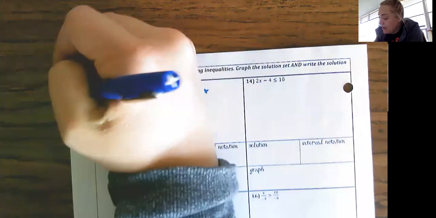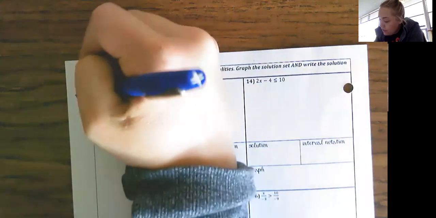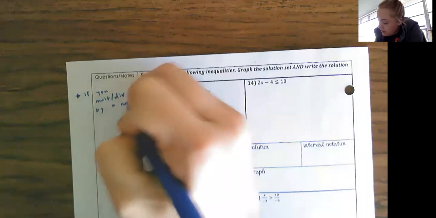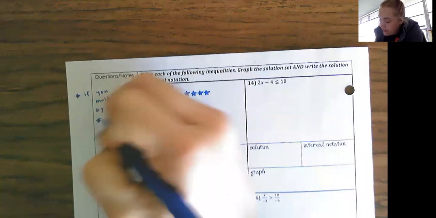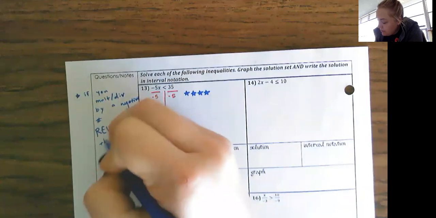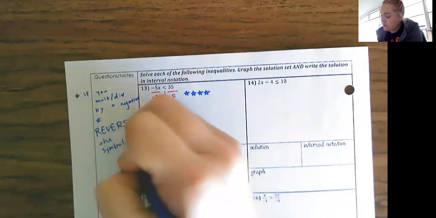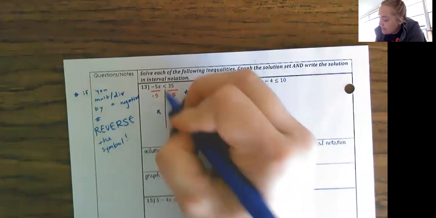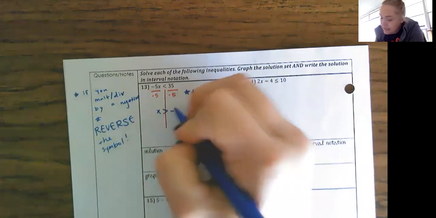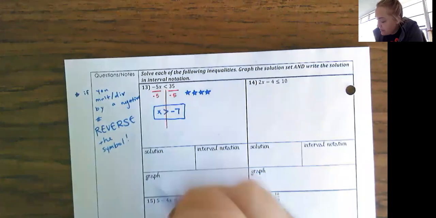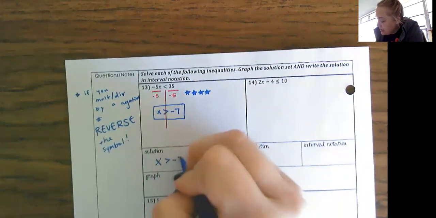when we divide both sides by a negative. Remember, if you multiply or divide by a negative number, reverse the symbol. That's written really odd, but we would have x, and instead of less than, we'd have greater than -7. There's my inequality answer. It looks like they want me to write that here. X is greater than -7.